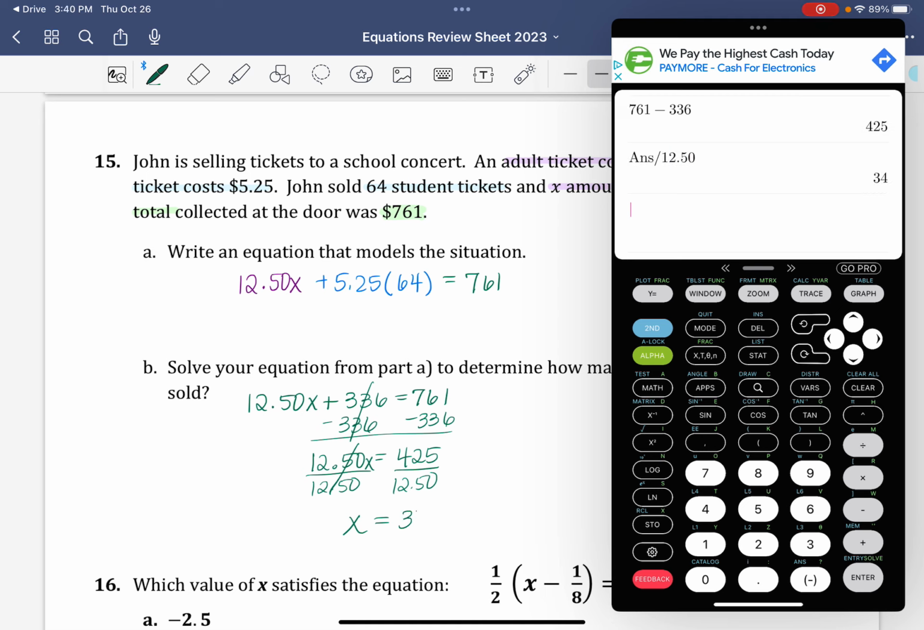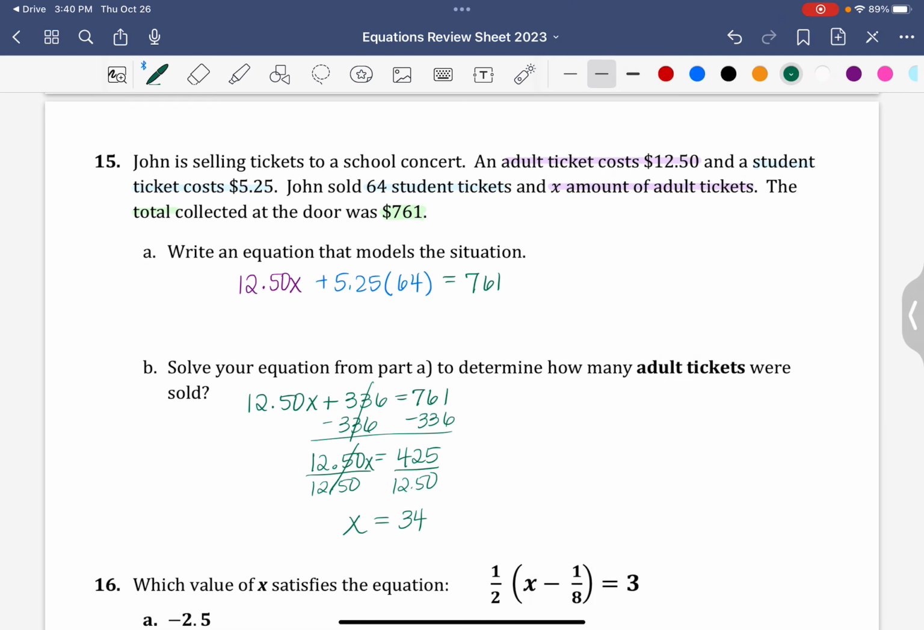Now, always make sure your answer makes sense in a word problem. They were talking about the number of adult tickets. You are able to sell 34 tickets, so that makes perfect sense. We're just going to write a sentence. How many adult tickets were sold? They sold 34 adult tickets.